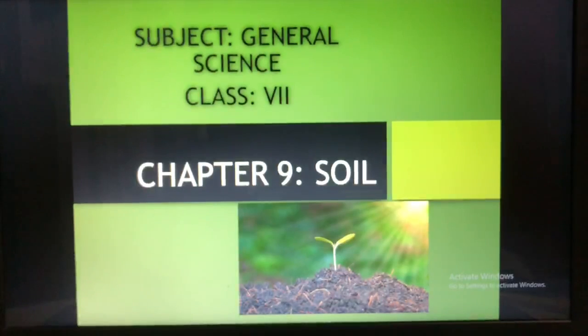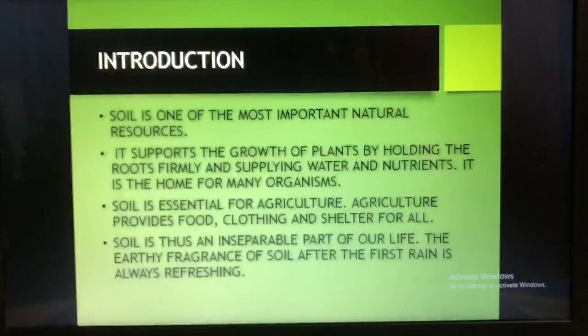Now let us recall what we have learnt yesterday in this lesson soil. Yesterday I had told you about the natural resources, isn't it? Soil, water, etc. Soil is one of the most important natural resources. What are the uses of soil we had learned? It supports the growth of plants by holding the roots firmly and supplying water and nutrients. It is a home for many microorganisms. We also studied that soil is essential for agriculture, and agriculture provides food, clothing and shelter for all.